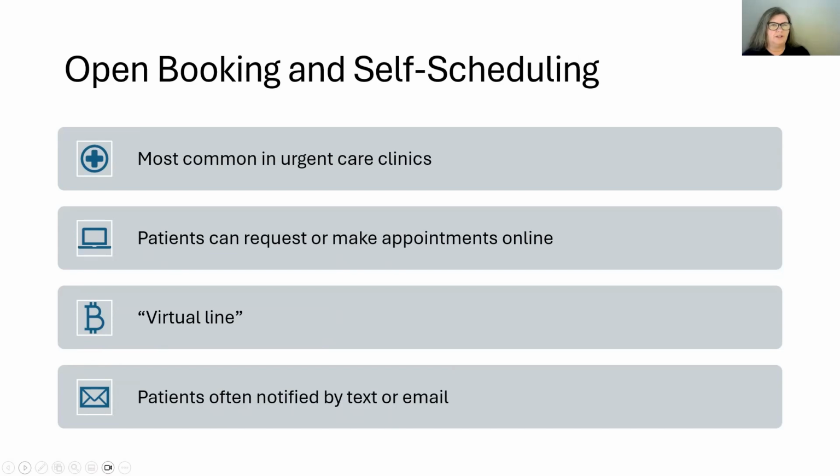A lot of urgent cares nowadays, when you self-schedule online, they term it like a virtual line. So you're basically in line, but you're not physically there. And then oftentimes patients get notified either by a text or by an email that their appointment is coming up, or their time, not that it's an appointment necessarily, but their time is coming up. There may be 2 or 3 people ahead of them. Again, this is one of those environment specific ones. It works really well for urgent cares and walk-ins.